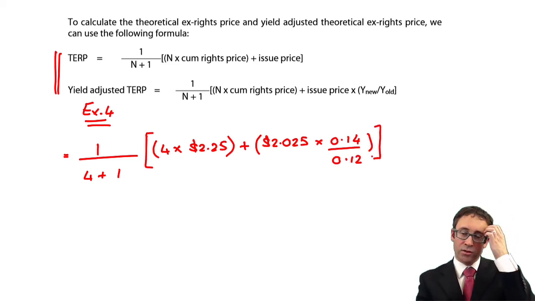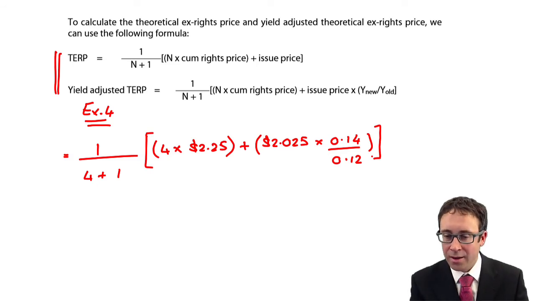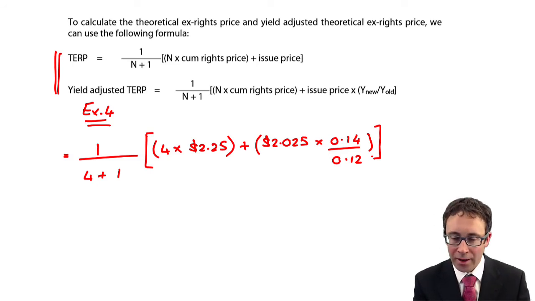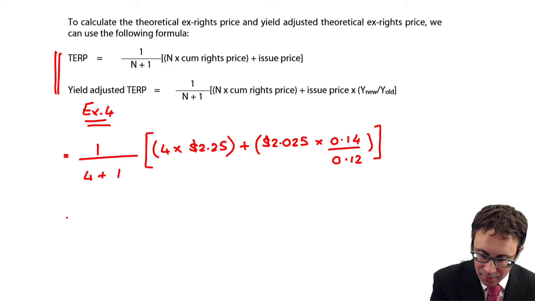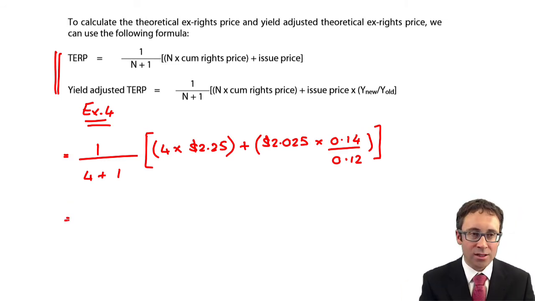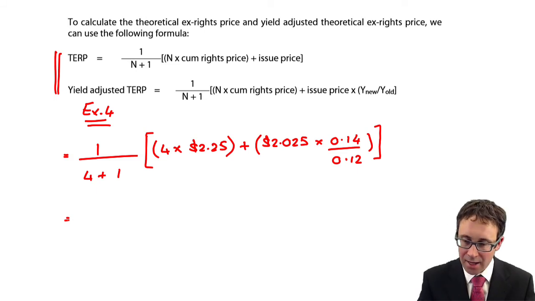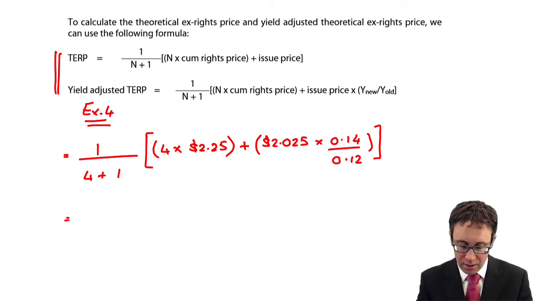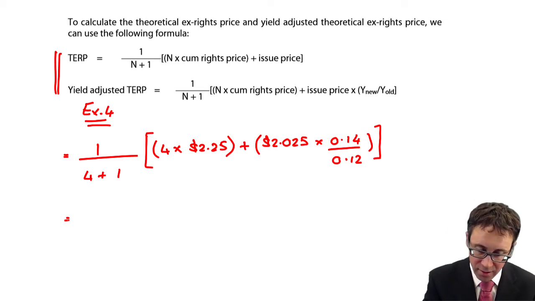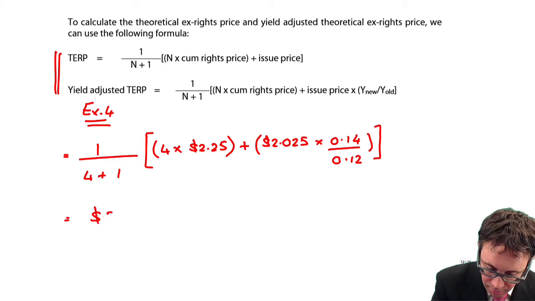It effectively just does what we've done there and puts it in a formula. If you tap that into your calculator, remember, do the brackets first. I think you should end up with exactly the same answer. Let's just check. 0.14 divided by 0.12 times 2.025. Excellent. Plus, open brackets, 4 times 2.25 divided by 5. There we go, magic. 2.2725.